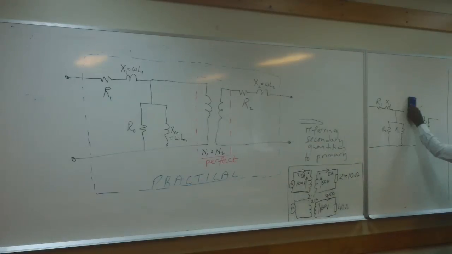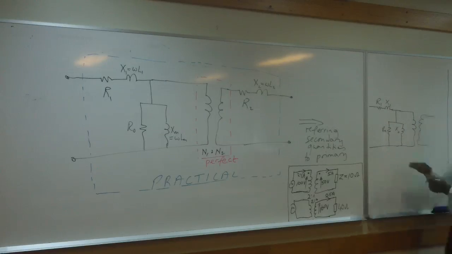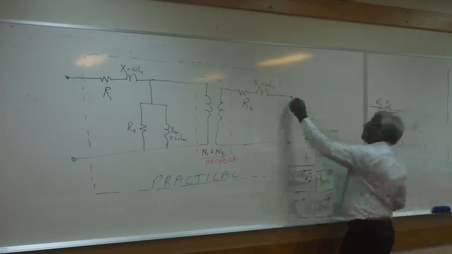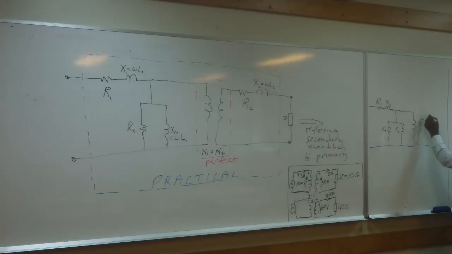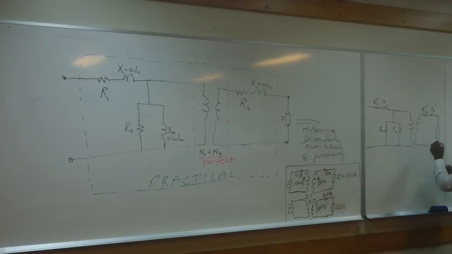I'll go back a step. That's a good thing about recording this. So I'll go back a step so it looks like the one on the other side. So I say I'll change this. I'll put an impedance there so that it relates to what I said before. So put a load there. So here you would have R2 prime, X2 prime, and a load that is there, Z, but over here it will be Z prime.